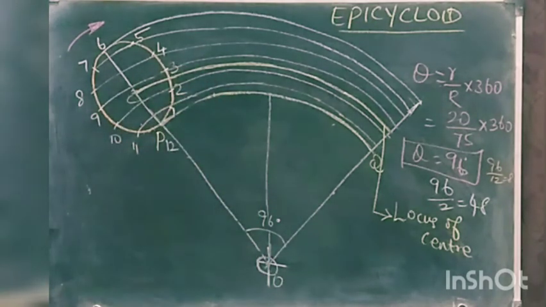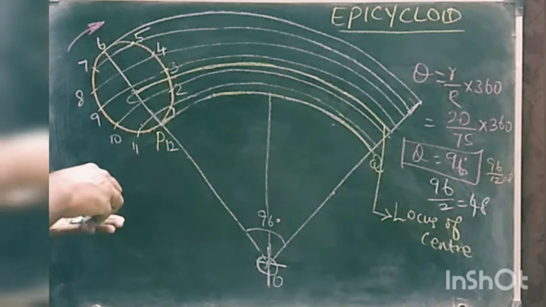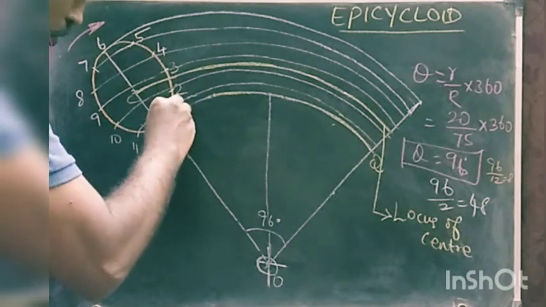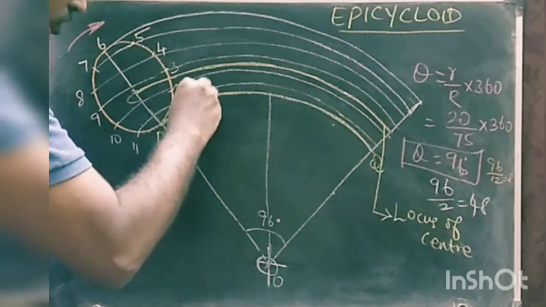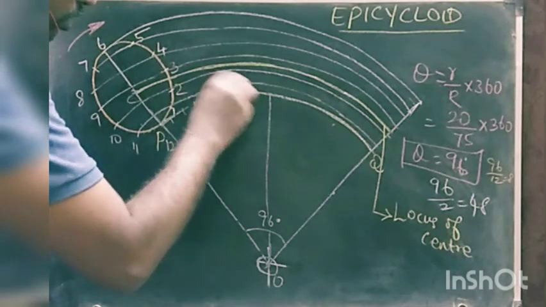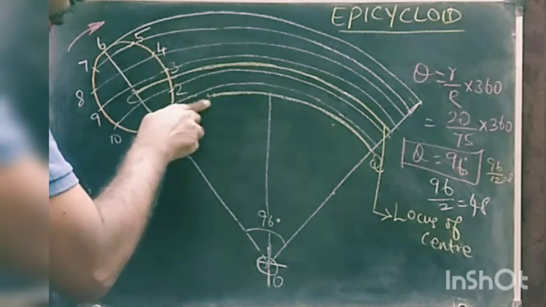That's very important. Anyhow, I will go in this manner. So 1, 2, 3, 4. Let me have it in this manner.